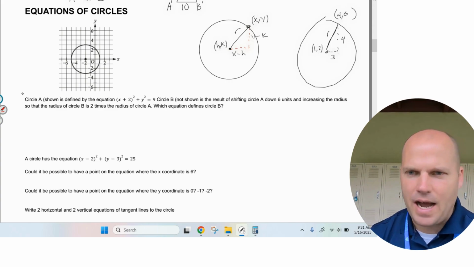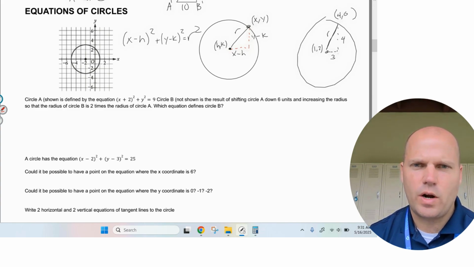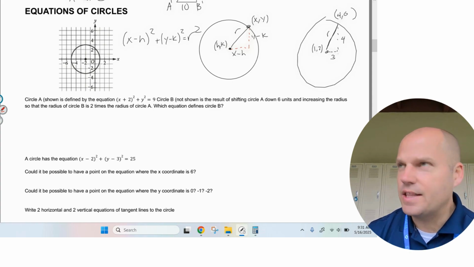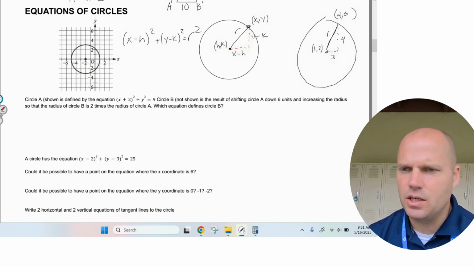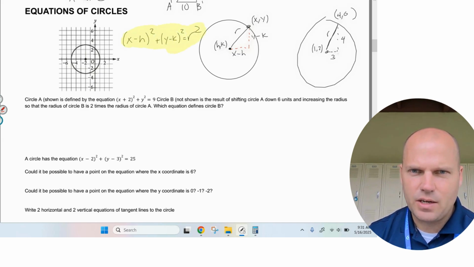And then we use the Pythagorean theorem: x minus h squared plus y minus k squared equals r squared. A lot of students forget about squaring r, and they think it's plus k and plus h, but it's not. This is just the Pythagorean theorem.